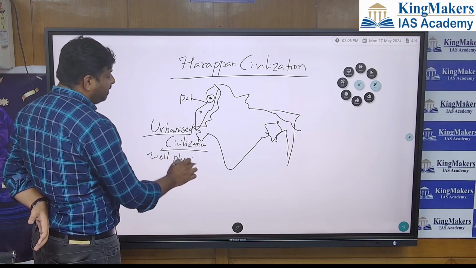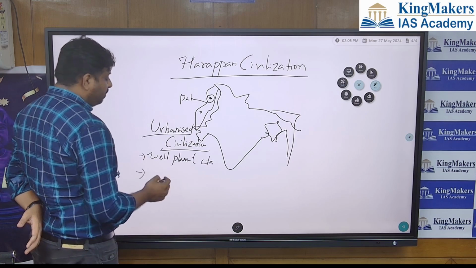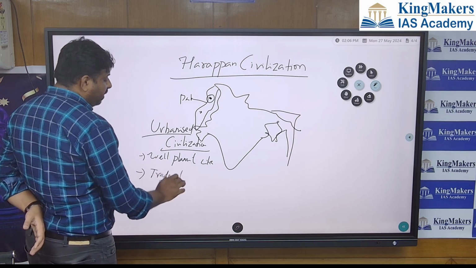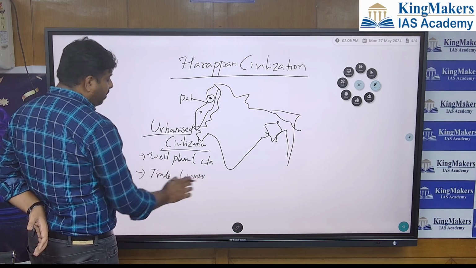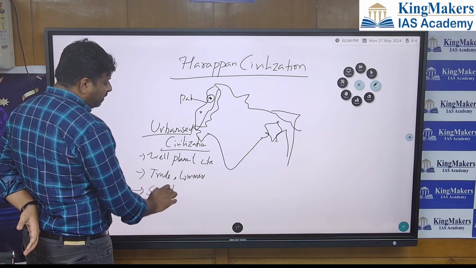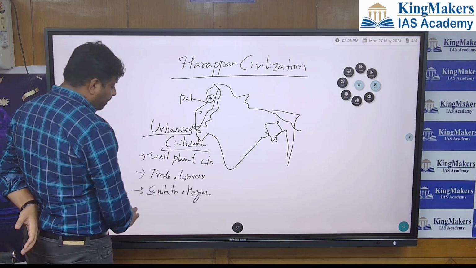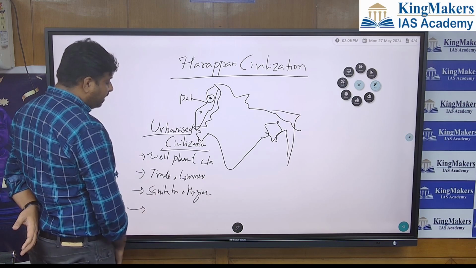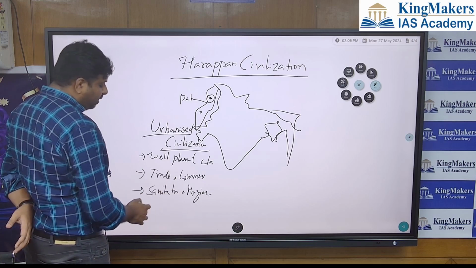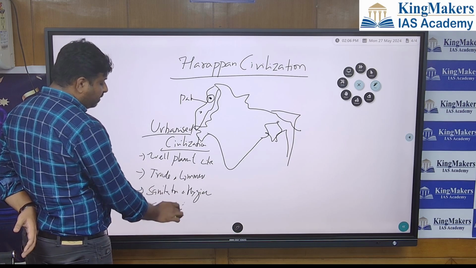Well planned cities. Trade and commerce was happening. Importance was given to sanitation and hygiene. Well planned cities, trade and commerce, sanitation, hygiene. So many other things here. They had a social life.